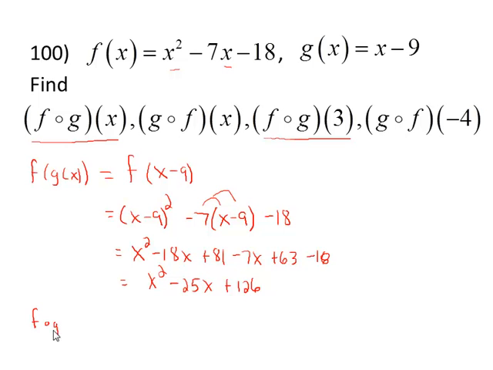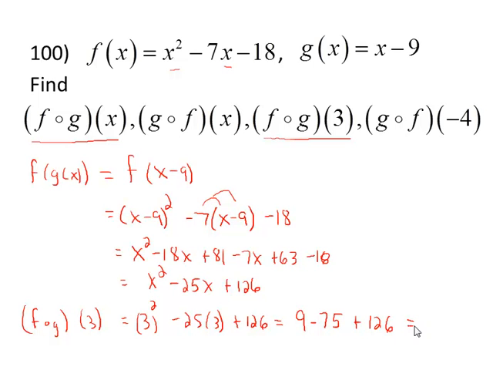So to find f of g of 3, I just need to substitute 3 for x. 3 squared minus 25 times 3 plus 126. Moving left to right, that's 9 minus 75 plus 126. And using our calculator, we find that that equals 60.